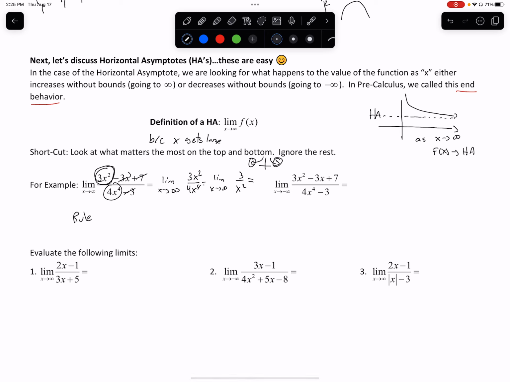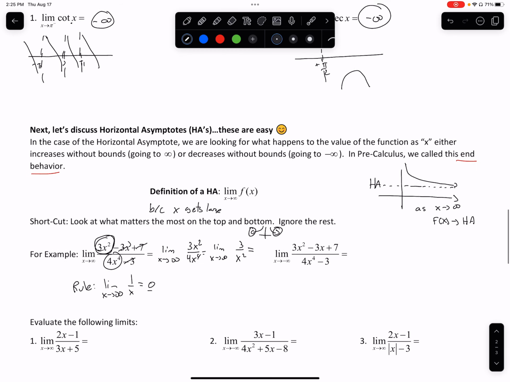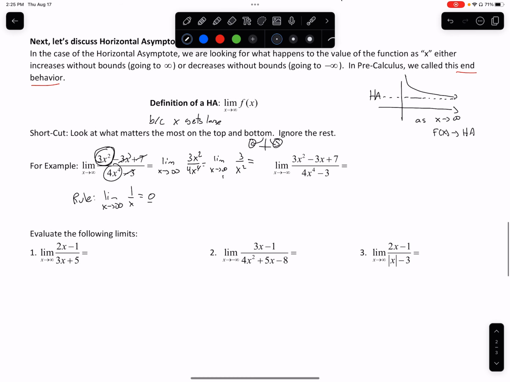This is really easy to do, but to solve it, we have to make a new rule for us. What is the limit as x goes to infinity of 1 over x? And we talked about this in the previous video. That's just going to become 0 for us. As x gets really large, the function just goes to 0. So if I have the limit as x goes to infinity of 3 over x squared, that's just going to become 0. So this will have a horizontal asymptote, y equals 0. Very easy to do.